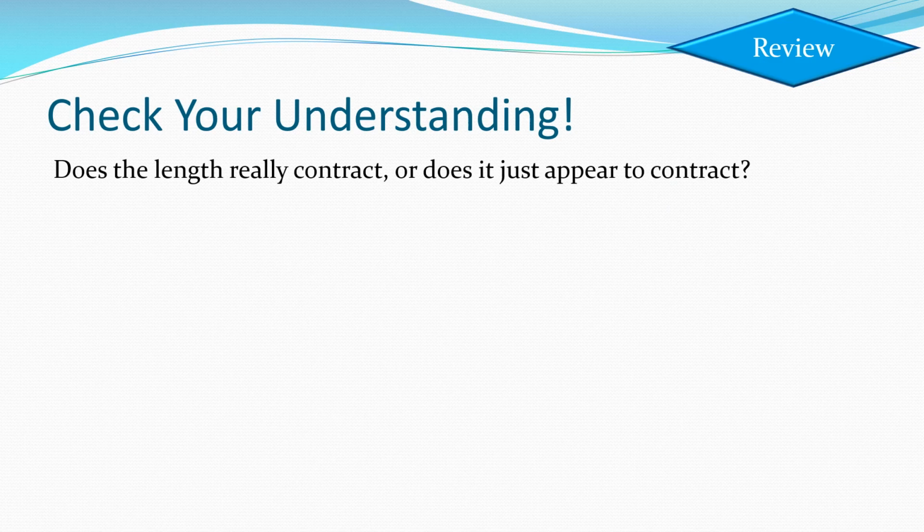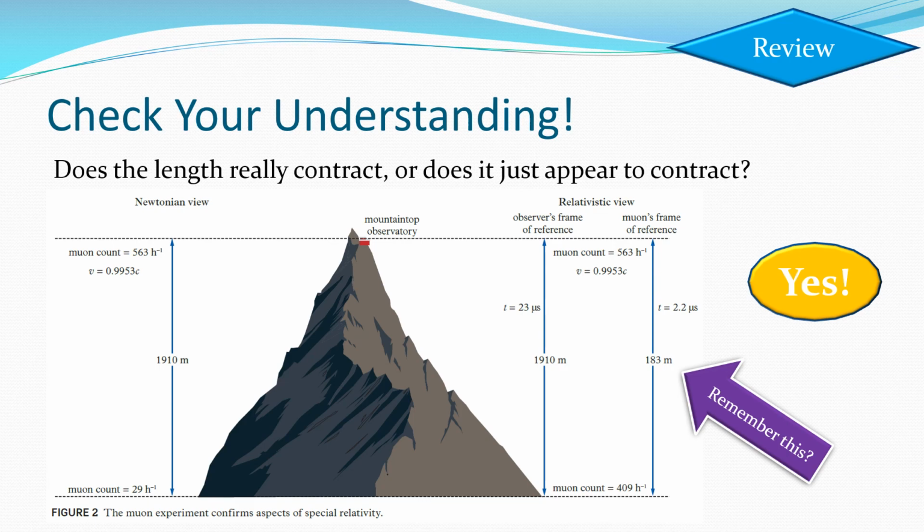So, does it really contract or does it appear to contract? Yes, it will contract, but you won't notice it. Remember this example from last chapter about the muon experiment? The muons to us are travelling 1,910 meters in 23 microseconds, but because the length contracts for them, that's only 183 meters, and it appears to be 2.2 microseconds to them. So it will actually contract for objects in motion.